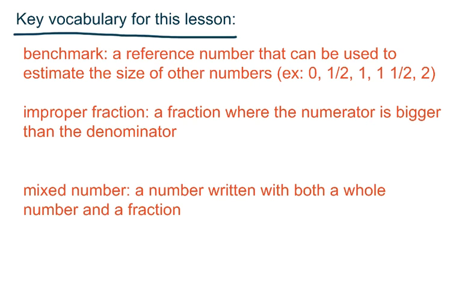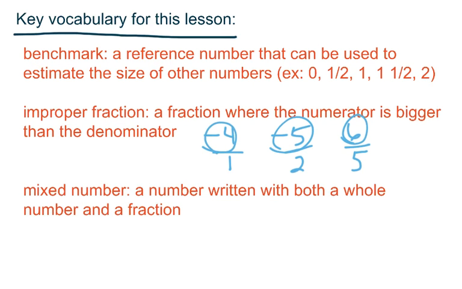We also have the word improper fraction, which is a fraction where the numerator is bigger than the denominator. So an example of that might look like -4/1, or -5/2, or 6/5. So you'll notice that the numerators in all of these examples are larger than the denominators. Remember, top number, bottom number.